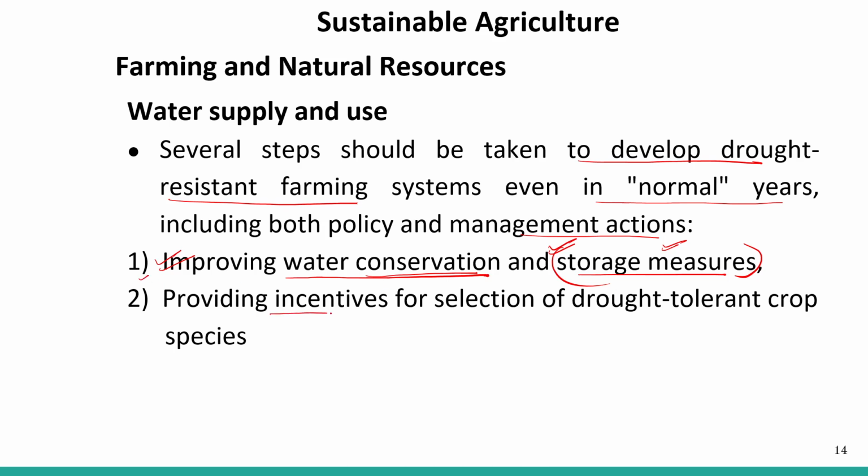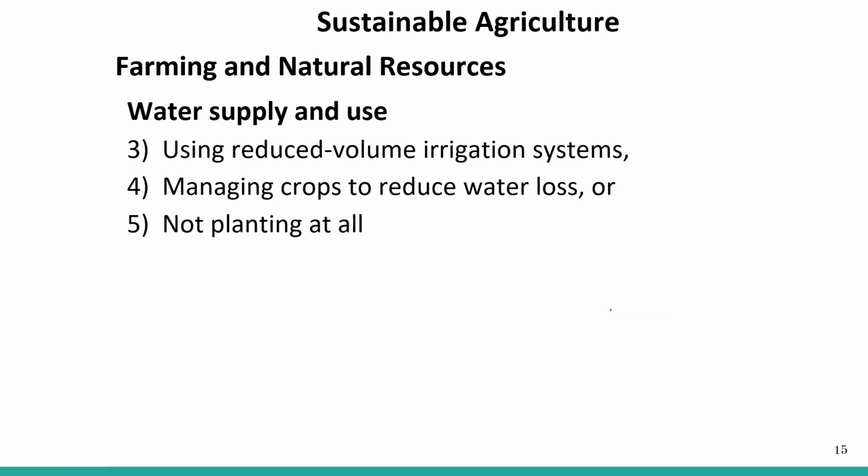Second, providing incentives for selection of drought tolerant crop species. We must opt for these if we know that a particular area frequently gets drought, right? Then we can go for drought tolerant crop species. There are so many genetically engineered crops that have been developed by breeding or by genetic engineering. So that particular crop can be grown in these drought prevalent areas.